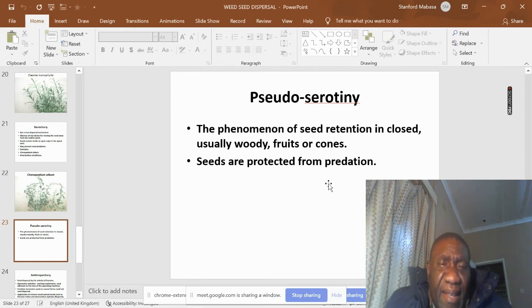Pseudoserotiny, again, is more or less a similar situation where you have the phenomenon of seed retention in closed, usually woody fruits or cones. Seeds are protected from predation. Here we don't have weeds for this example actually.